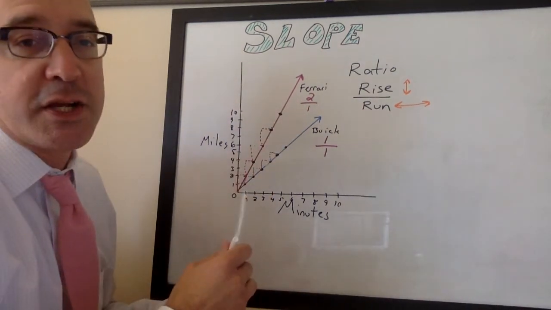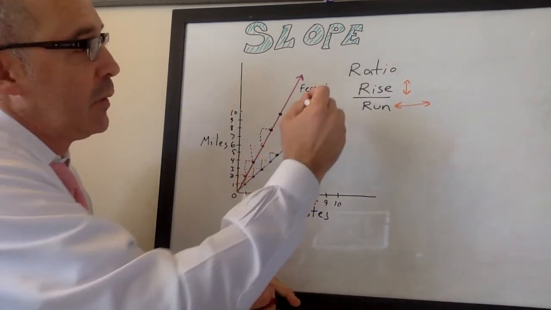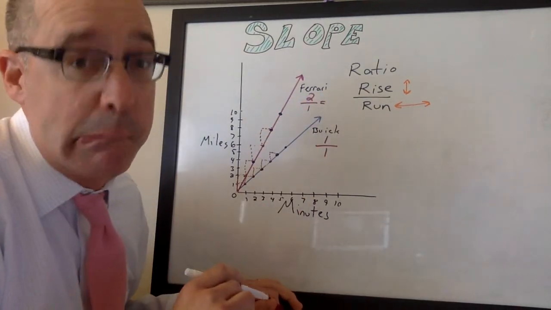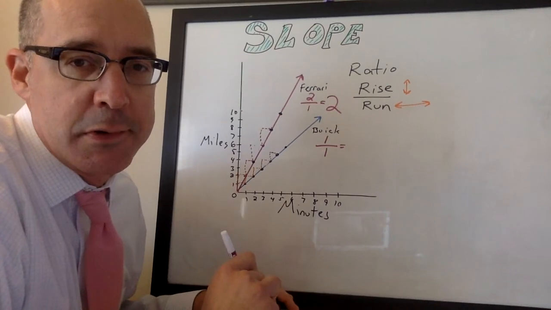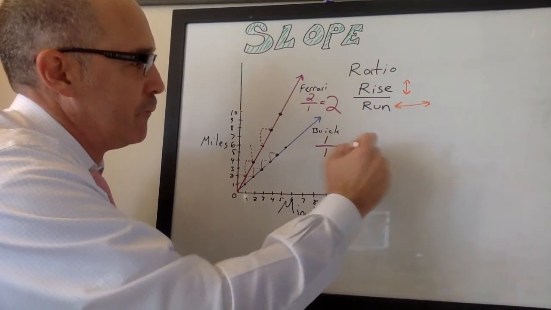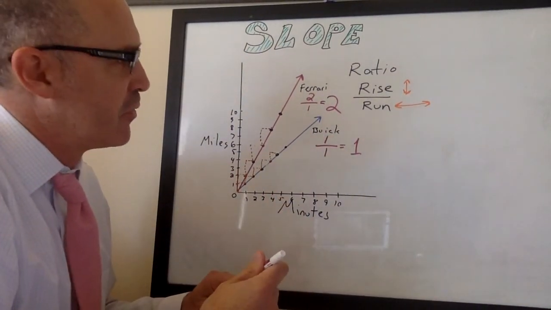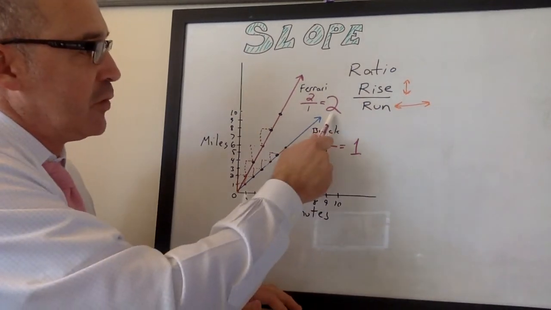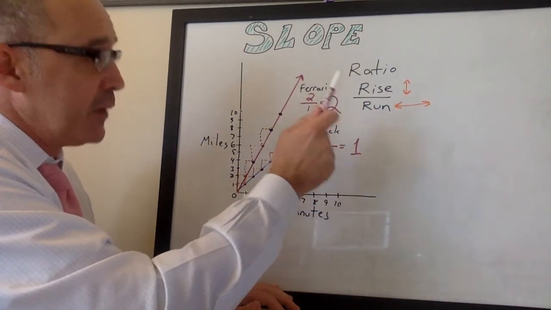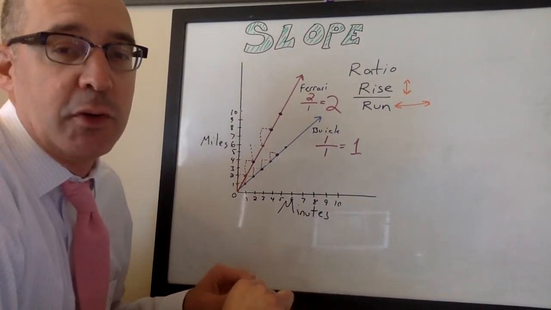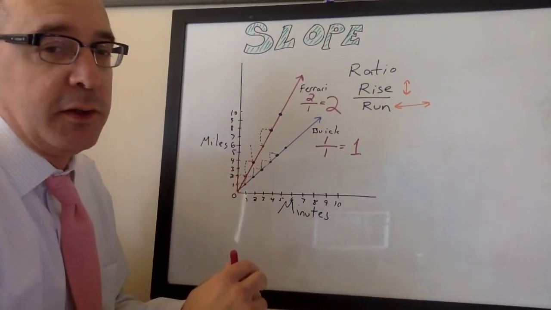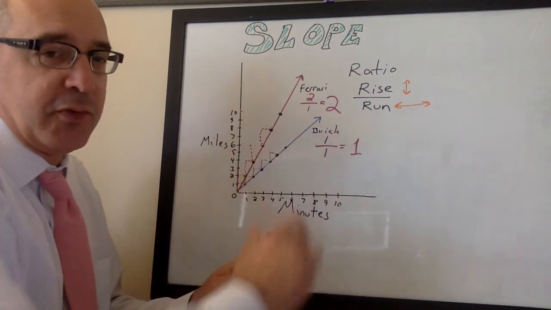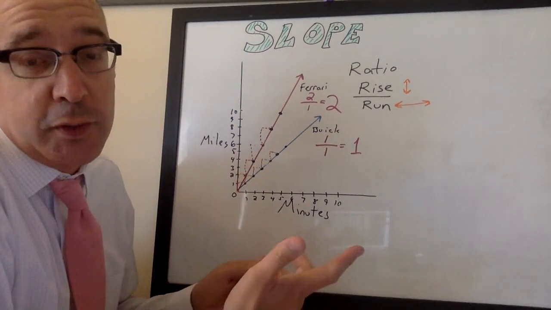And as a rate, this is slope 2 over 1. It's an improper fraction. What is 2 over 1 as a whole number? 2. And what is 1 over 1 as a whole number? Good, 1. So as you can see, the Ferrari has a slope twice the Buick's, which is 1. We'll talk next time about how to use the slope formula, which involves picking out points, and I'll show you how that works. It's really cool and easy to remember.